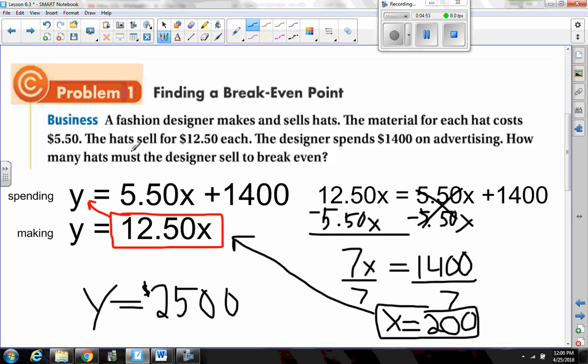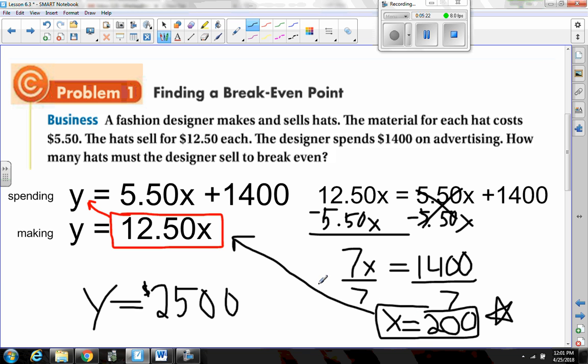So remember, the question here is asking how many hats must the designer sell to break even? Well, that's this guy right over here, because remember my x was the number of hats. So all I care about is that x is 200. Of course, you could also find the y value, but that's not really what we're talking about. Here we're talking about how many hats do we have to sell to break even. So these break-even kind of problems are one way that we can apply linear systems of equations, or systems of equations that we've been dealing with.